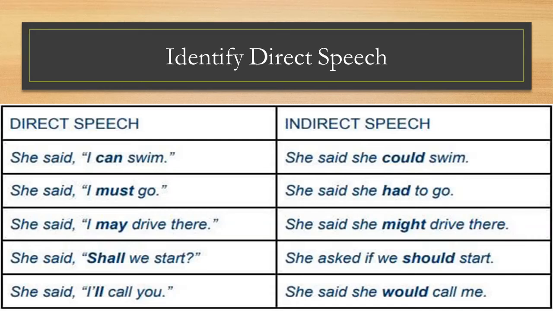She said that she might drive there. Indirect speech interprets information. She said, "Shall we start?" And she asked if we should start. So this is how we differentiate between direct speech and indirect speech. In direct speech, mostly we say the exact words of the speaker, and in indirect speech we give the information in our own words.